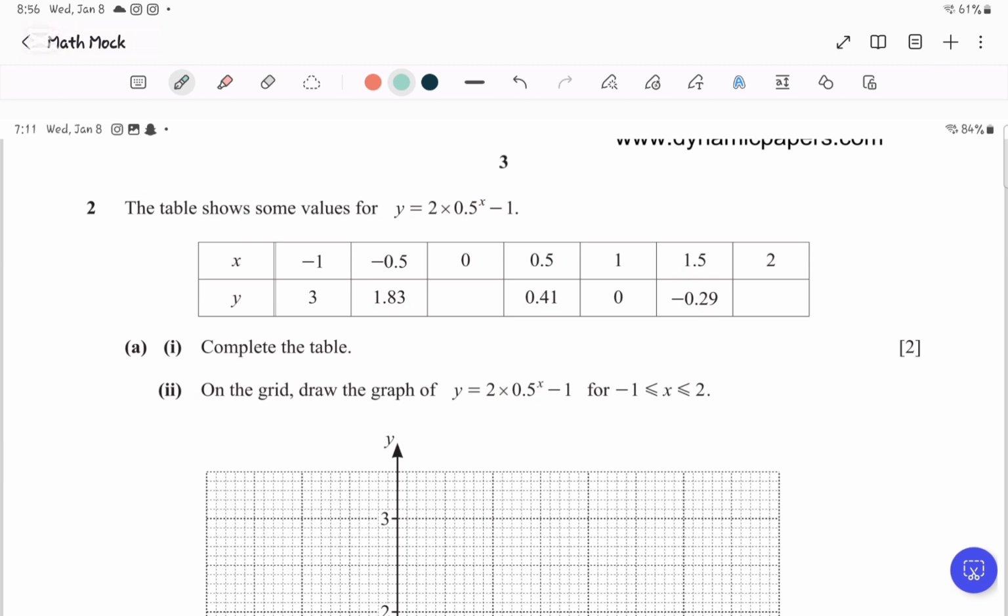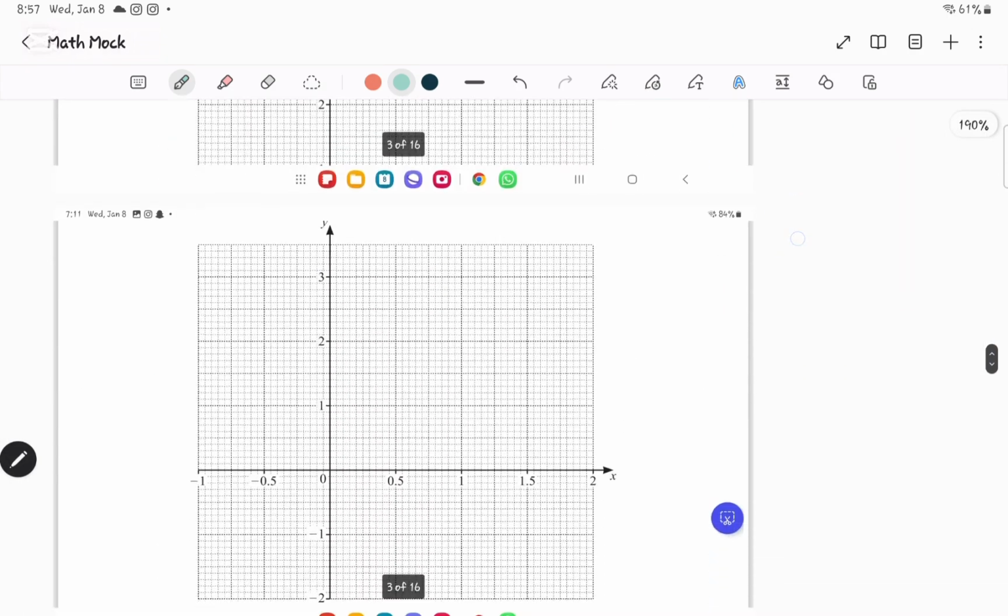Now, the table shows some values for y is equal to 2 times 0.5 to the power of x minus 1. They need us to complete the table. Very simply, we are going to substitute the x and we are going to get our y. So for 0, it's going to be 2 times 0.5 to the power of 0 minus 1, which will give us an answer of 1. For 2, it is going to be 2 times 0.5 to the power of 2 minus 1, and we are going to get minus 0.5 as an answer. So on the grid, we need to graph this function.